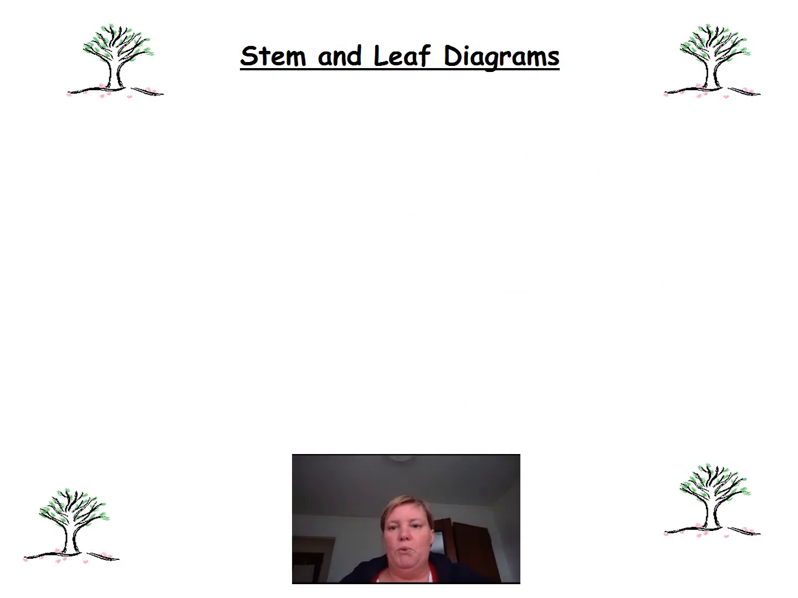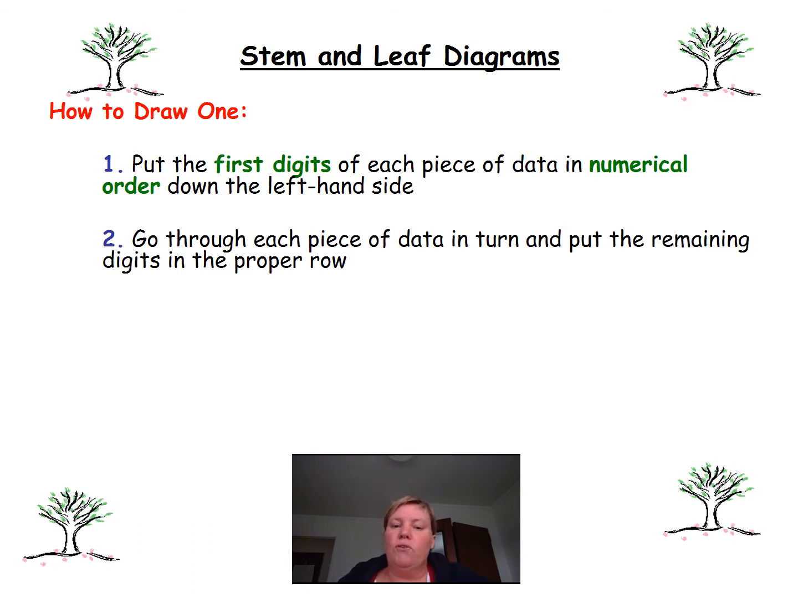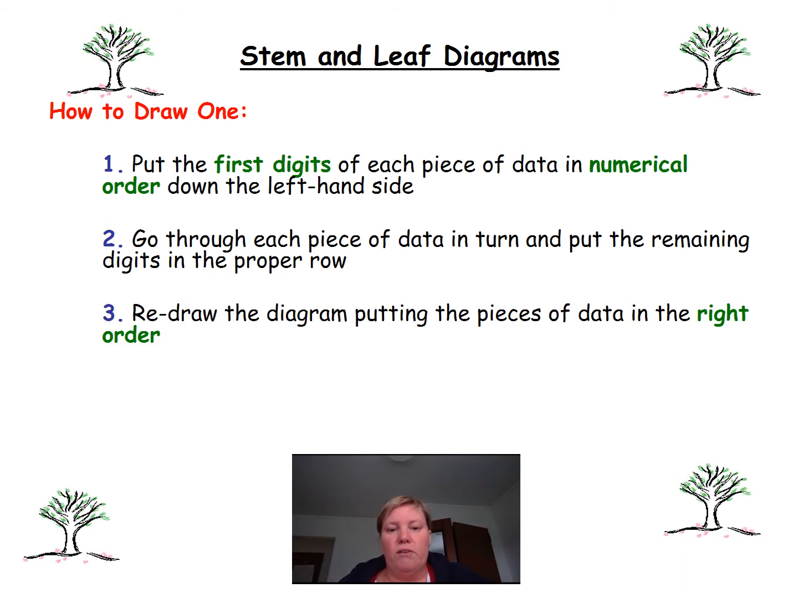Here we go. Okay. Oh, do you like the flashing trees? Okay, good. How to draw one. The first thing is you put the first digits of each piece of data in numerical order down the left-hand side. That'll make more sense when you see it. You go through each piece of data in turn and put the remaining digits in the proper row. You'll see that as well. And then you redraw the diagram and you put the pieces of data in the right order, smallest to largest. And you've got to add a key because otherwise nobody knows what you're talking about. Okay, so let's have a look.